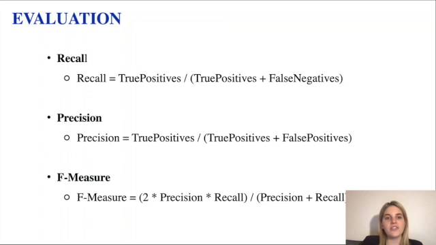In order to evaluate the results, we will use three different measures: recall, precision, and F-measure. The goal is to have a recall of 1, which would indicate no false negatives, which are a type 2 error.